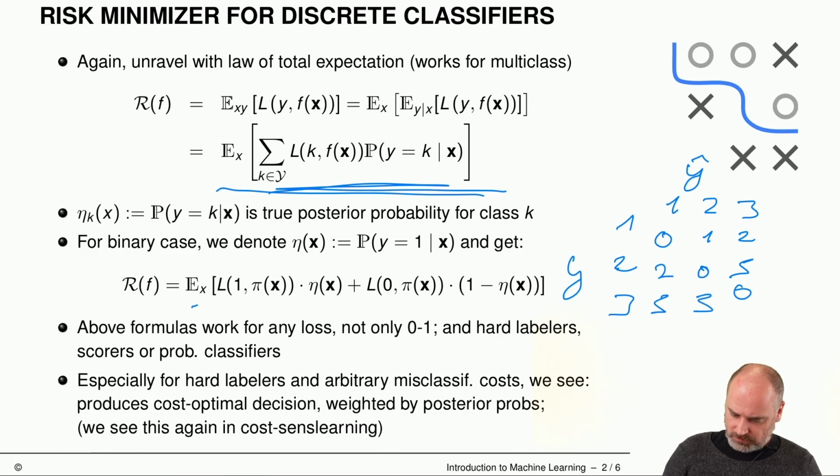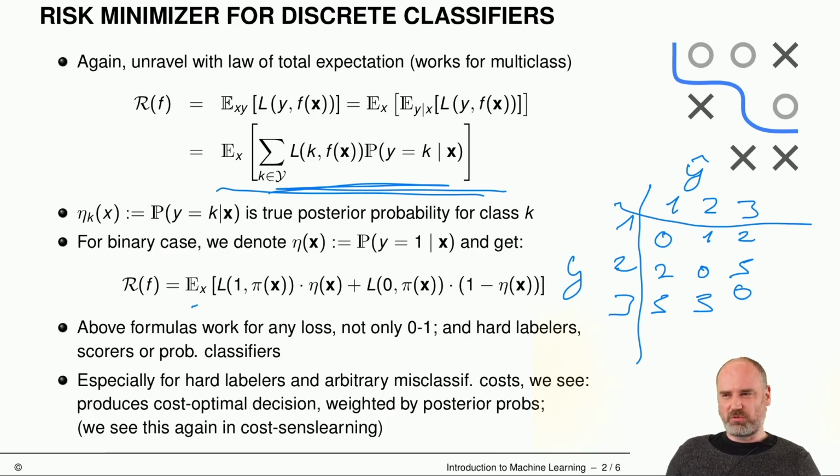Okay, so this might be something like a cost matrix, right? Which looks really ugly when I'm writing it, so I'm keen on deleting it very quickly from the slide. For hard labelers and finite classes, I can specify my loss function like that, but you can also call this a cost matrix.